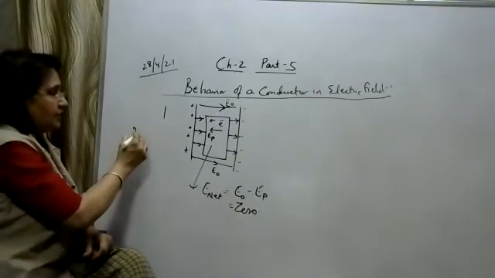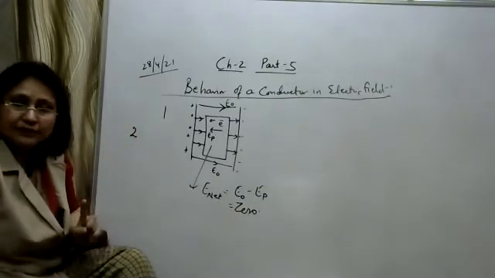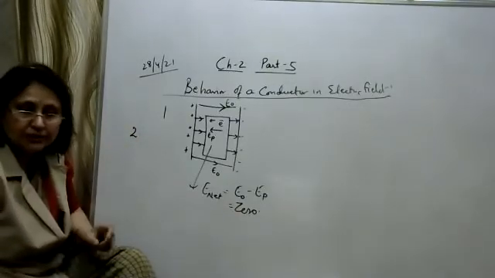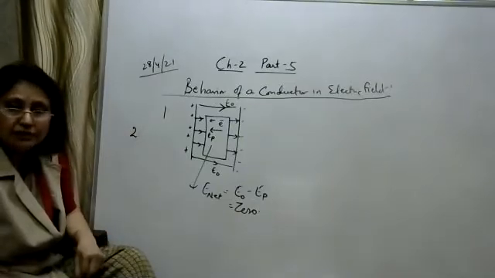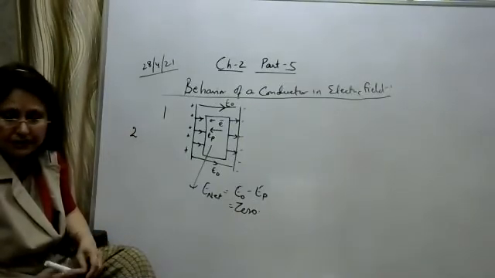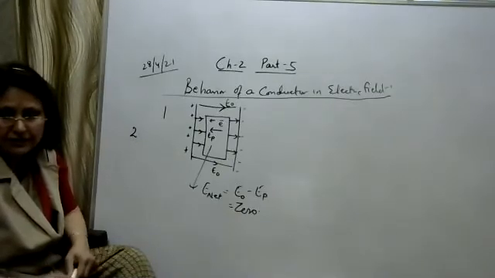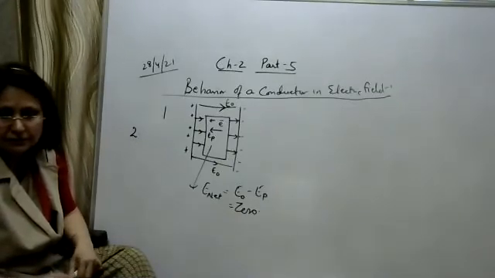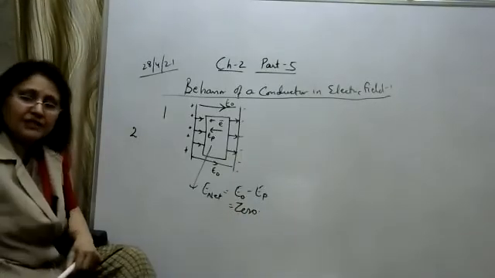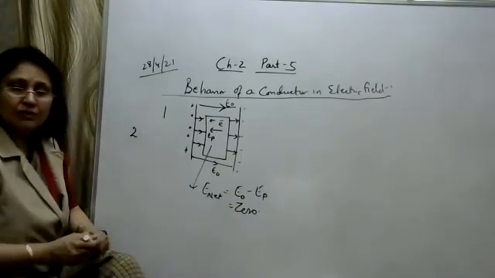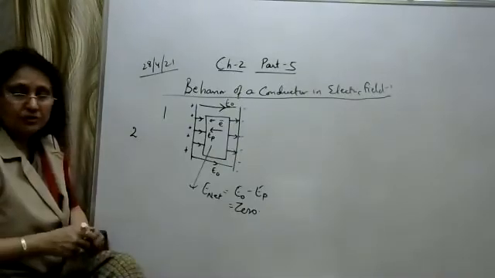Write the second property. Write down the net charge in the interior of the conductor is 0. First write down, then I'll explain. Why? Using Gauss law we'll find out.